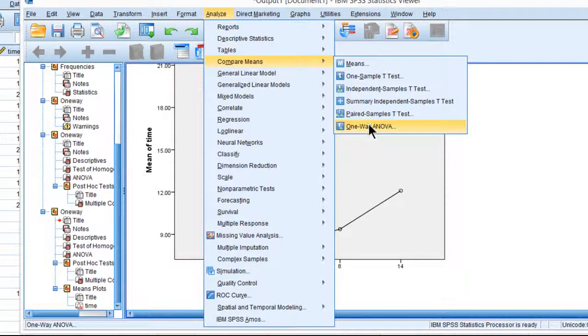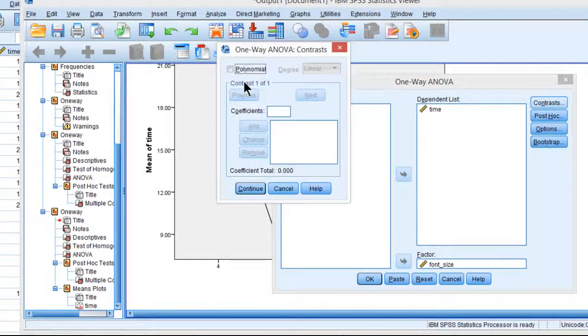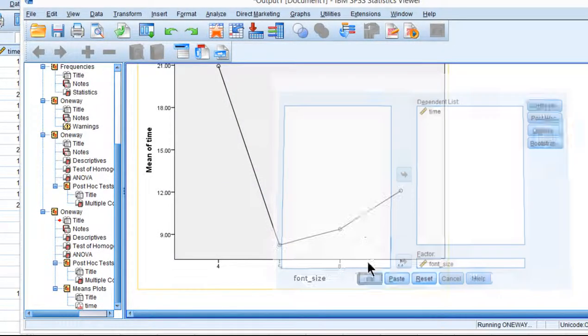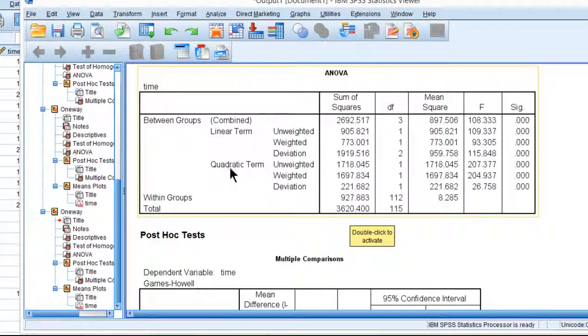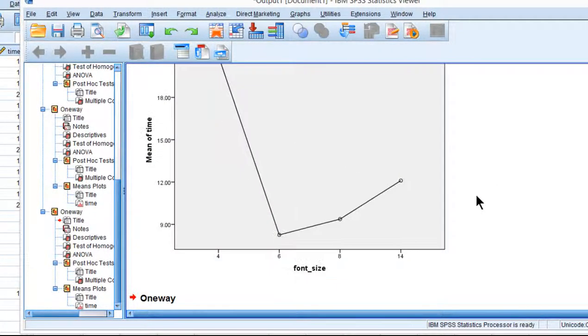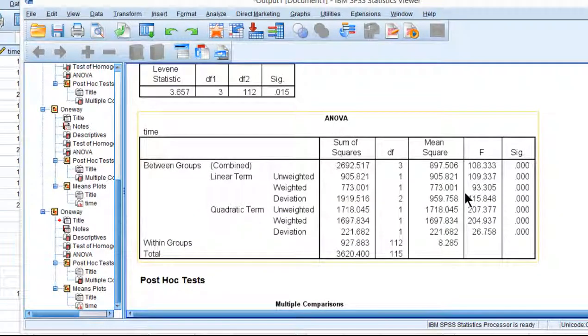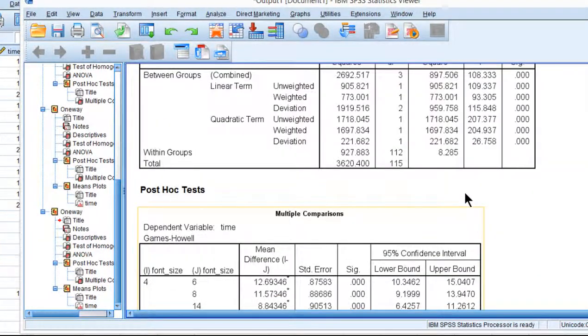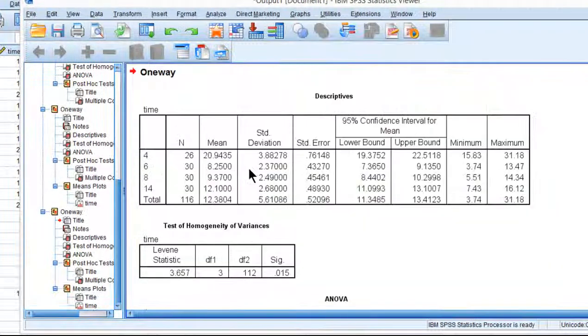Compare means, one-way ANOVA, contrasts. Now, we can do it with the coefficients, which I'll do in a minute, but let's just do it with the quadratic function, which is the quick and lazy way to do it. And we get the quadratic function, the unweighted term, might as well focus on that one in this case, is 207.377 with 1 and 112 degrees of freedom, and it's statistically significant. So the quadratic effect, representing one bend in the means, and in this case it's a U-shaped function, is statistically significant. What we don't have is the test that doesn't assume homogeneity of variance.